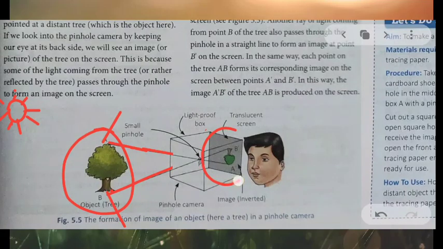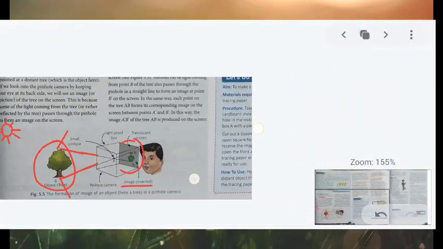Real images are those images which can be obtained on the screen, and inverted means upside down, the image has become upside down, that's why we are saying the image is inverted. And real because it can be seen with the help of a screen. We cannot see with our eyes directly, because there is a very small hole here, and with this hole we are unable to see the tree, the reflection of the tree. Hope that the pinhole camera is clear.